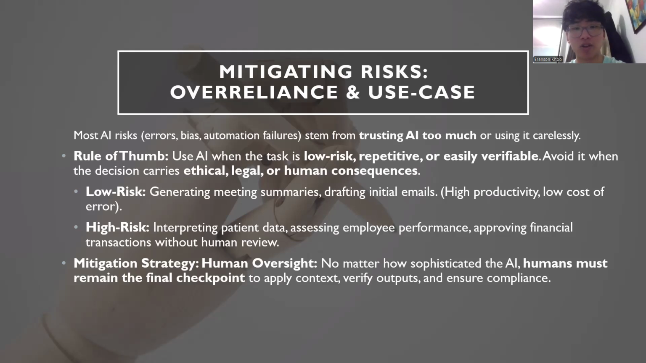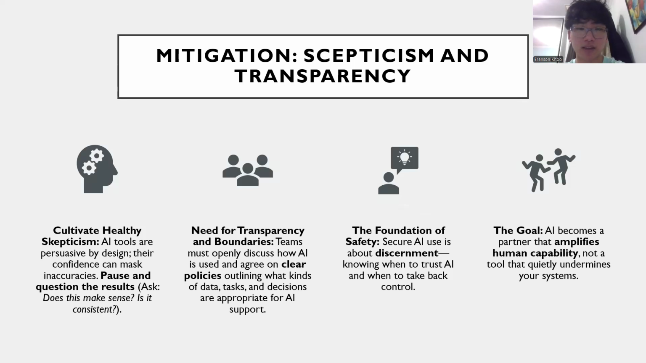Another key mitigation strategy is maintaining human oversight. No matter how sophisticated an AI system seems, it lacks genuine understanding, empathy, and accountability, which is a notion that we've been trying to push throughout this program thus far. Humans must remain the final checkpoint, verifying outputs, applying context, and catching what the system might miss. Similarly, organizations should implement review and approval mechanisms within automated workflows to stop small AI-generated mistakes from spreading.